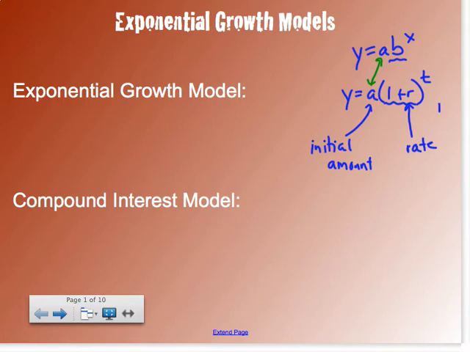t is going to be something that we talk about in years. We can talk about hours. We can talk about seconds. Generally, we're talking about years, but that can change from model to model. But in general, these are the three variables that you're going to have in an exponential growth model.